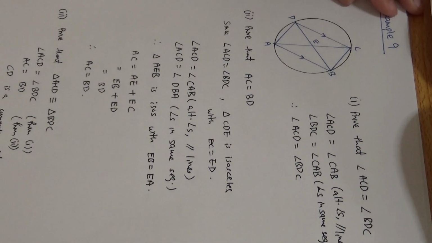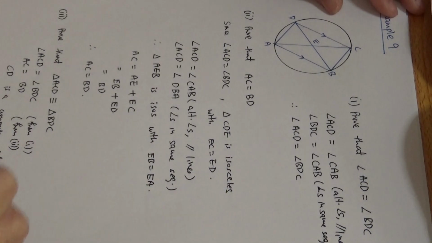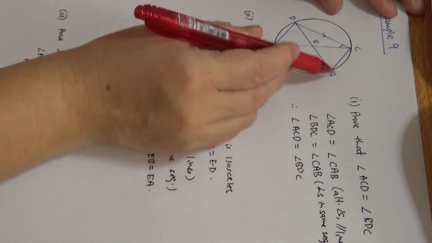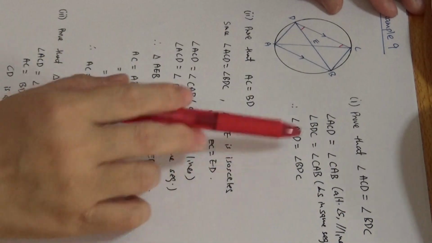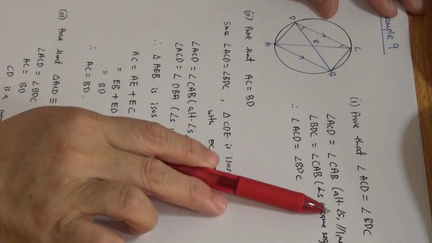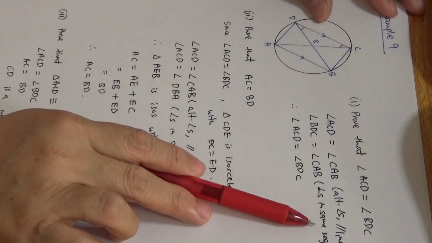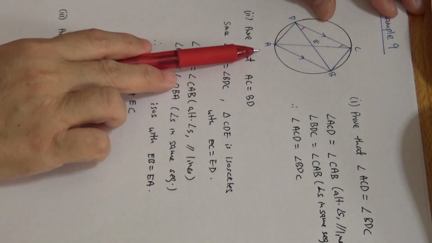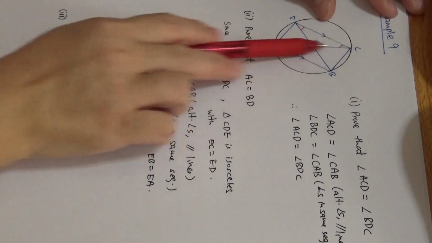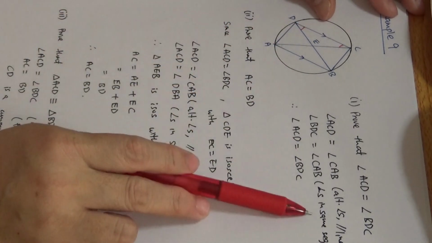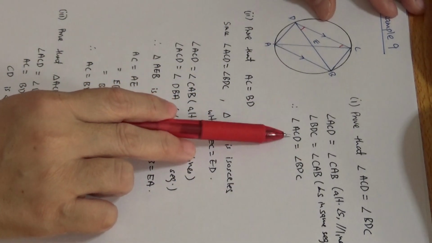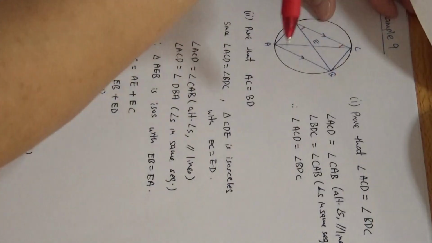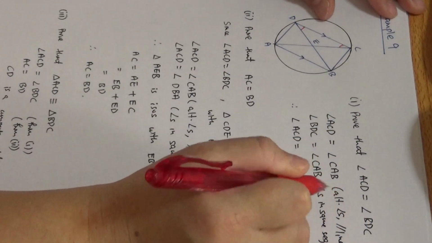Okay, they want us to prove that angle ACD, this angle, is equals to BDC, this angle. Okay, now we use, first of all, alternate angles, then we use angles in the same segment. BDC and CAB, they are angles in the same segment. Okay, so they are equal. So we prove that angle ACD is equals to angle BDC. Okay, as required by the first part.